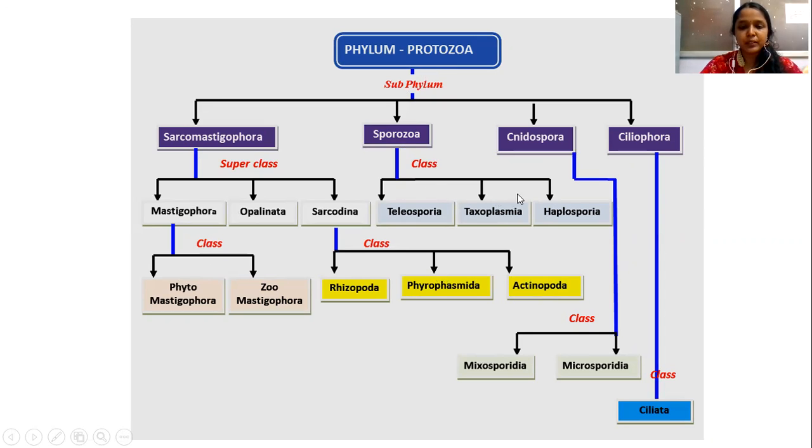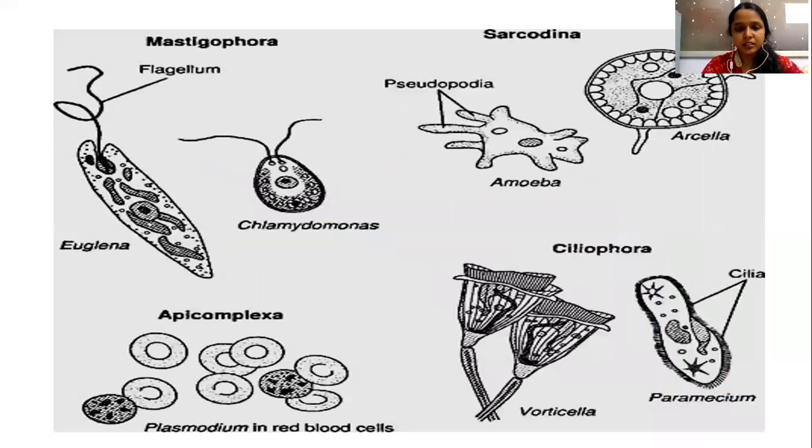Whereas for sporozoans, we can see three different classes, but here two are mainly concentrated on in this video. The nidosporans have two classes, and lastly the Ciliophora has one class, that is Ciliata. One must know the classification of the phyla up to classes.